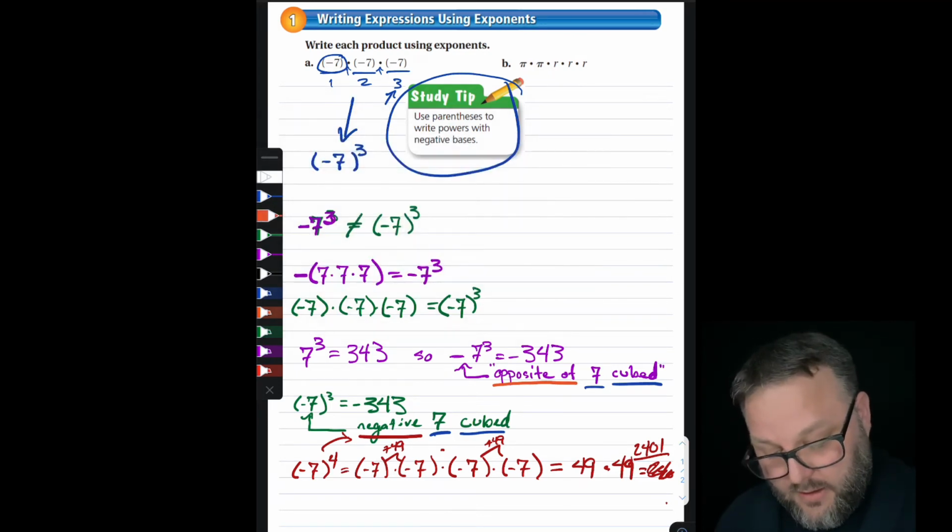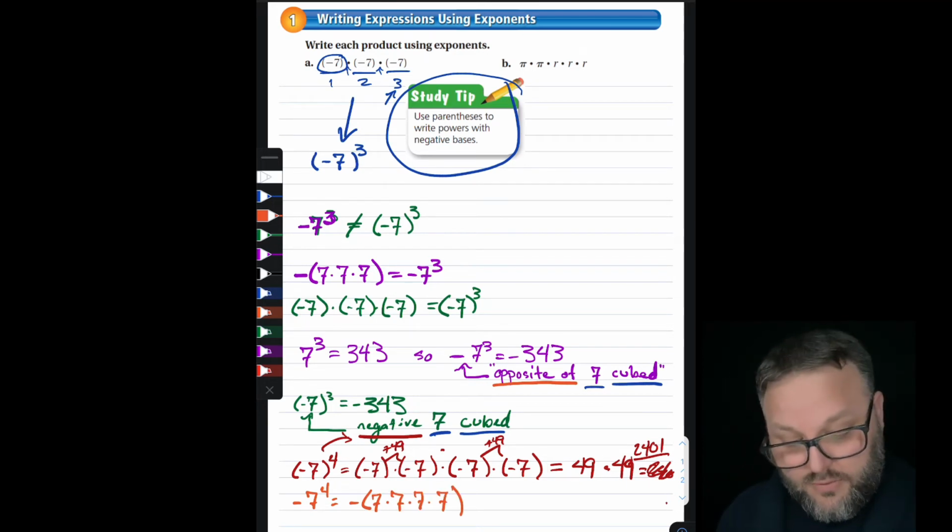All right. The opposite of 7 to the 4th is equal to the opposite of 7 times 7. This is where it's going to become obvious, hopefully, which is equal to the opposite of 49 times 49.